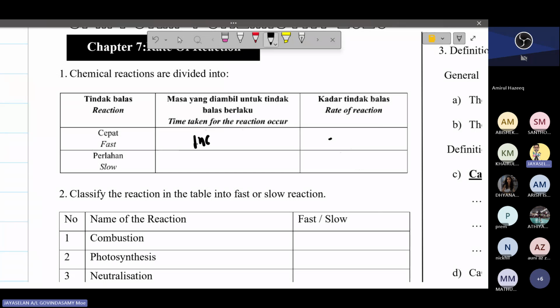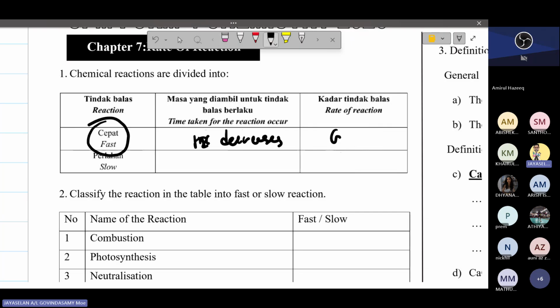You put increases or decreases. Decreases. And rate of reaction, you put what? Faster. If you put faster, what is the difference between the reaction and this one? No difference at all. No marks.